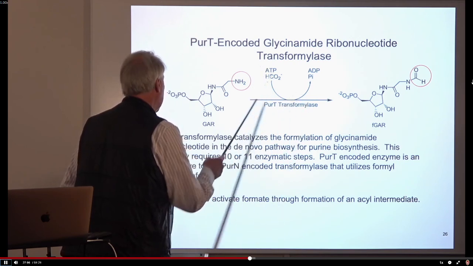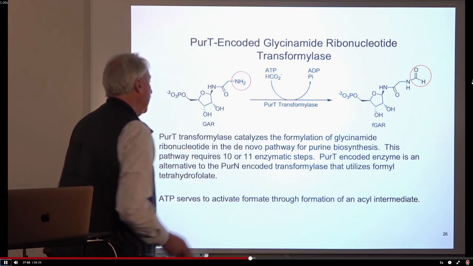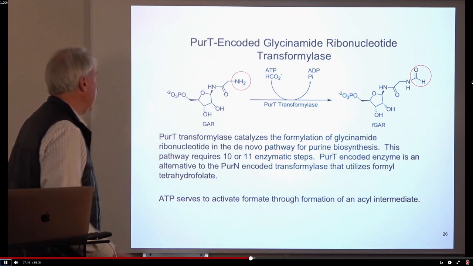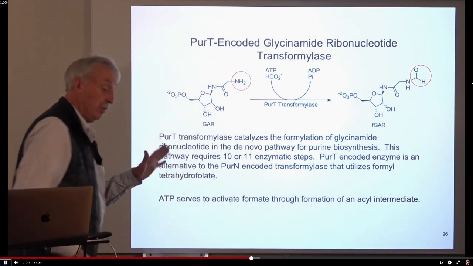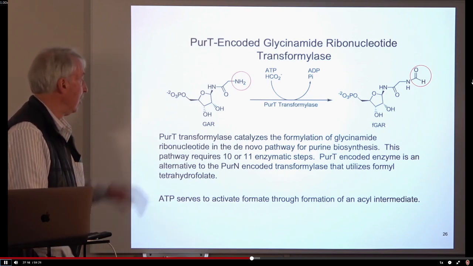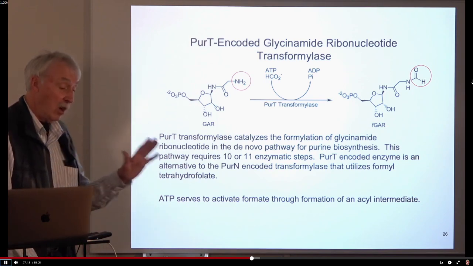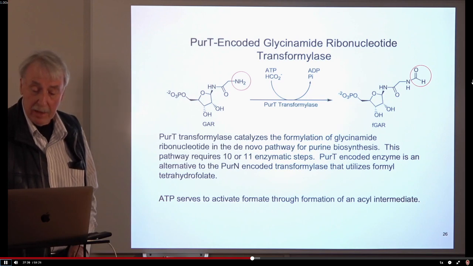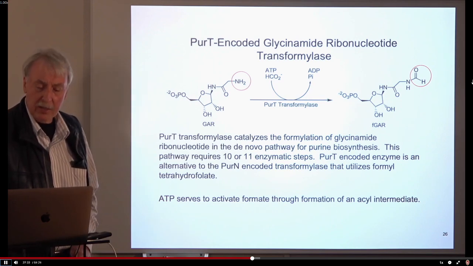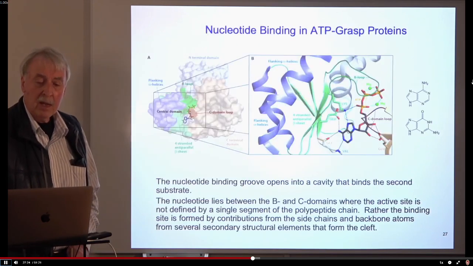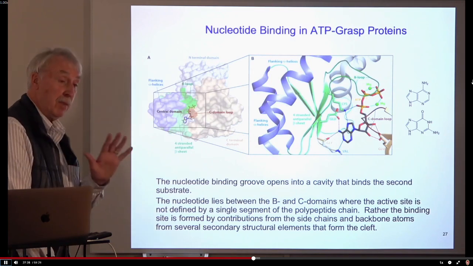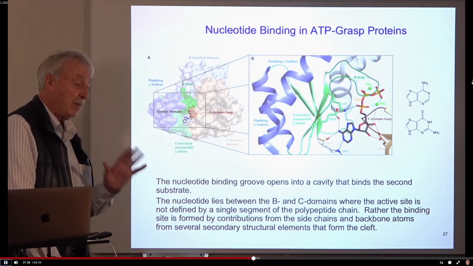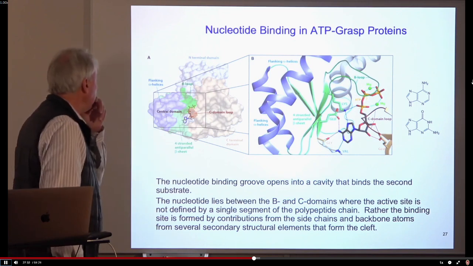As I mentioned, PurT is an ATP grasp enzyme, uses ATP. The alternative uses formyl tetrahydrofolate, which takes you back to Hazel's lectures on coenzymes, as a way of alternatively adding in the additional methylene group to accomplish the same overall goal. All right, let's take a look at the structure. How does ATP bind? Remember, the purpose of this lecture is to understand something about ATP binding.